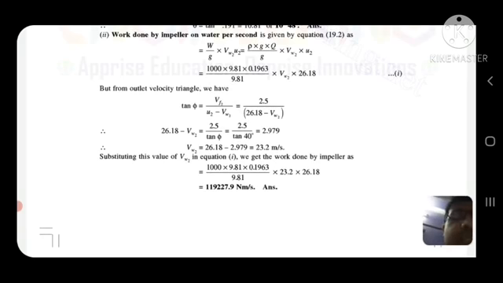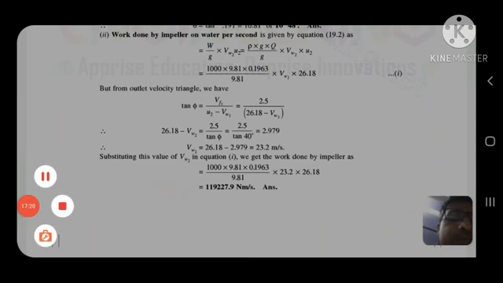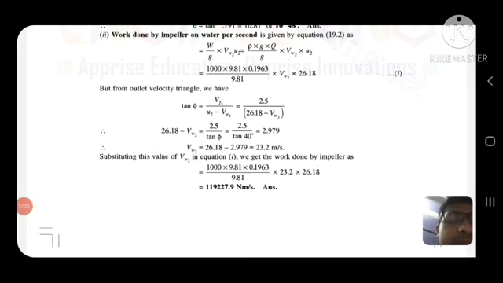Substituting this value of Vw2 in the equation, work done is 1000 into 9.81 into 0.1963 by 9.81 into 23.2 into 26.18. So after calculating, it is 11927.9 Newton meter per second.